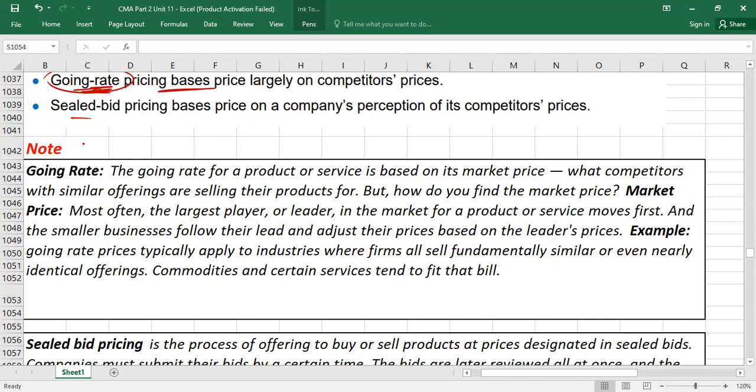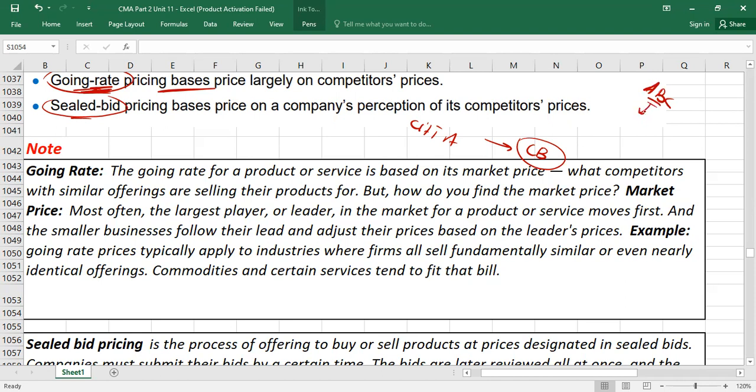Understood? Then we have here sealed bid pricing. I can give you an example for sealed bid pricing. Let's assume your country's government wants to construct a road from one city, let's assume city A, to city B. This is their project. They want to construct a road. Now they're asking different contractors, different construction companies, to bid for it, like how much they will charge to construct this road. For example, there is a company, ABC Limited, let's assume.